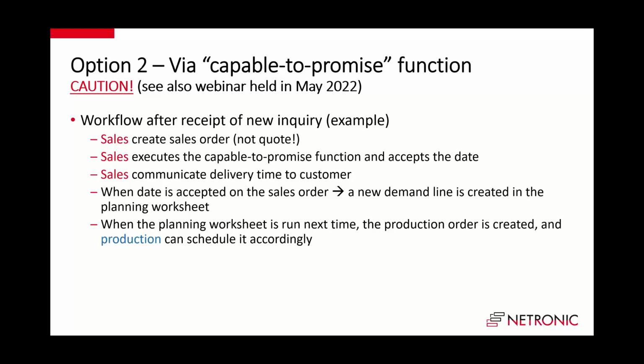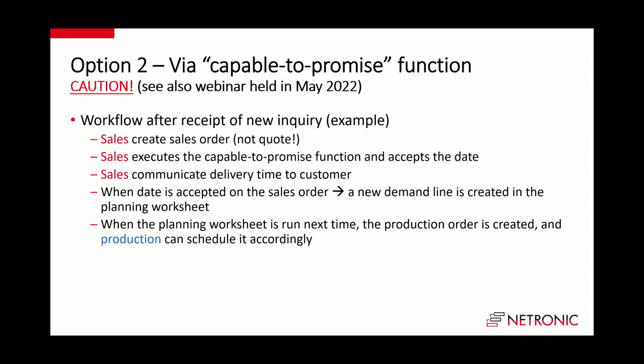In that case, with a new inquiry, sales would need to create a sales order, not a quote. I will come to this in a minute again, because the capable to promise function out of the box is only available for sales orders. So sales would create a sales order, execute the capable to promise function, and accept the date that is given there. Then sales would communicate the delivery time to the customer.